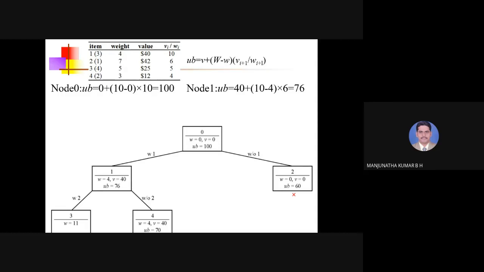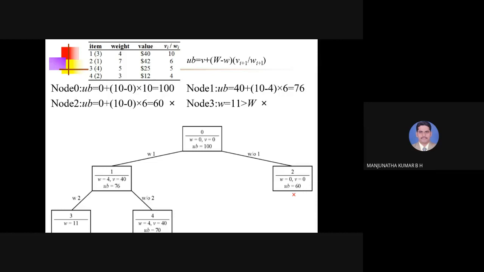The upper bound is calculated using the same formula. Now here I am going to show how the upper bound for node 2 is calculated. What is small v here? Small v is 0, plus the remaining capacity, 10 minus 0, because 10 is the maximum capacity and 0 is the weight placed till now, into the next item's profit ratio, which is 6. Now solve this equation, you will get 60. Now 60 is the upper bound value of the second node. Okay, level 1 is finished now.